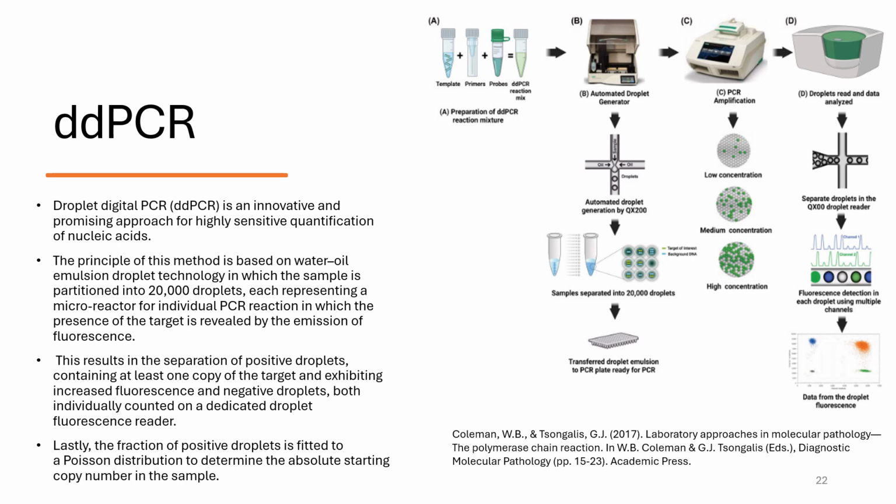Lastly, the fraction of positive droplets is fitted to a Poisson distribution to determine the absolute starting copy number in the sample. Each reaction in a dPCR can be thought of as a binary event. Either it contains the target molecule, positive, or it does not, negative. This digital aspect of ddPCR is akin to digital electronics, where information is represented as discrete states, 0 or 1. Therefore, ddPCR provides a digital readout of the presence or absence of the target molecule in each reaction.